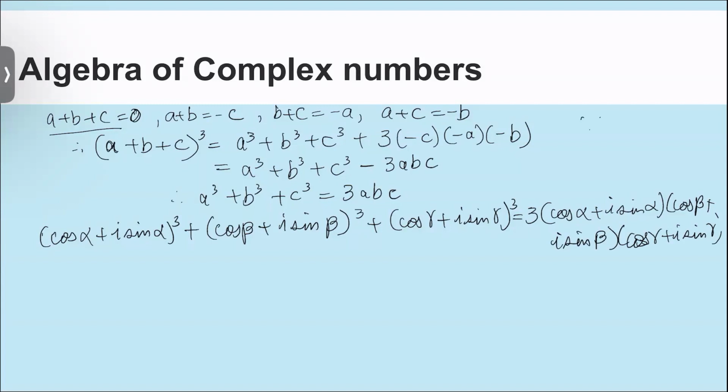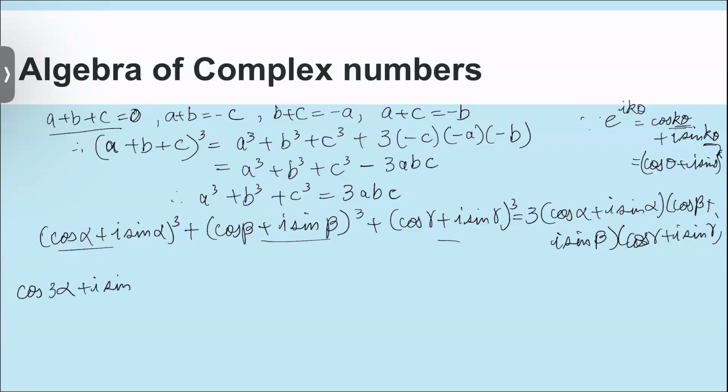Now, since you remember that e^(i k theta) is equal to cos of k theta plus i sin k theta, and that would equal (cos theta plus i sin theta) raised to k, you can substitute the multiplicative factor for all the theta in these terms. So what you get is cos 3 alpha plus i sin 3 alpha plus cos 3 beta plus i sin 3 beta plus cos 3 gamma plus i sin 3 gamma.